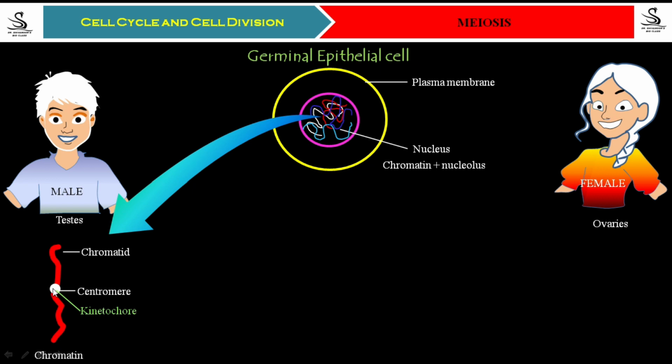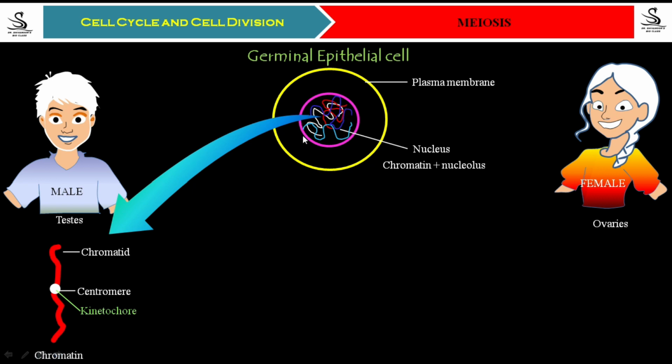One single chromatin, if you take it, is a thin thread-like structure, and in one place there is the presence of a primary constriction. That primary constriction is called the centromere, and this is the chromatid. Don't consider the chromatid again here. You should not consider that this is one chromatid and this is one more chromatid. No, this is the entire one chromatid only, and this is the entire one chromatin only.